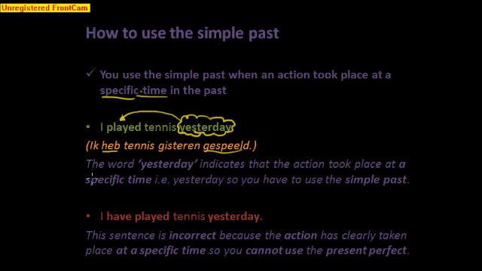But let's say we then translate this sentence word for word into English, we would then get I have played tennis yesterday. But as I said, because I'm using the word yesterday and have defined specifically when the action took place, I cannot use the present perfect in English. I have to use the simple past.